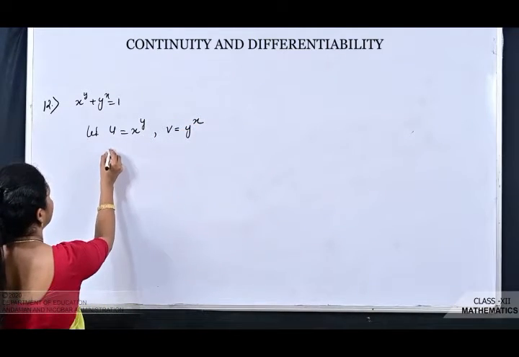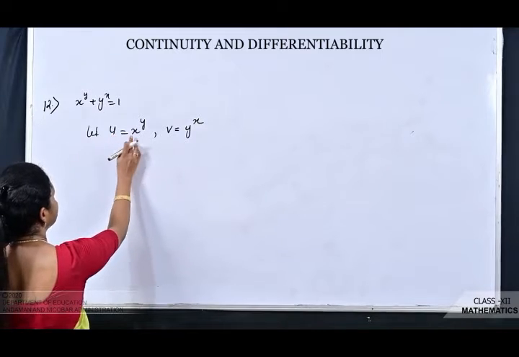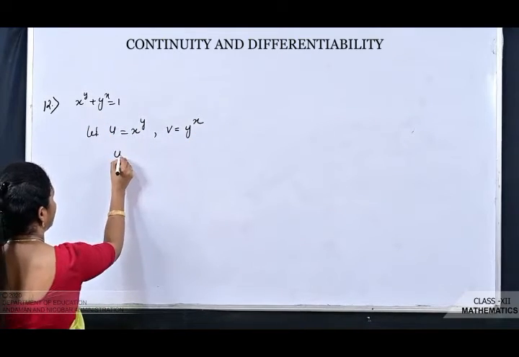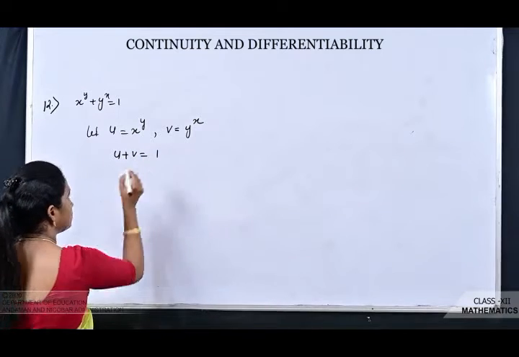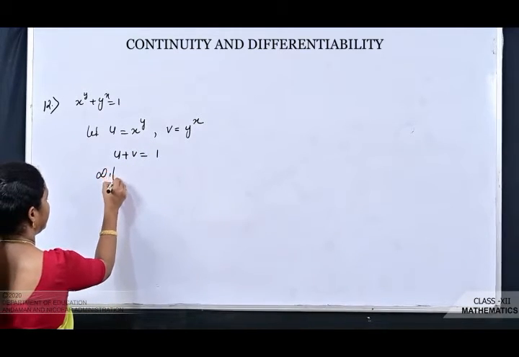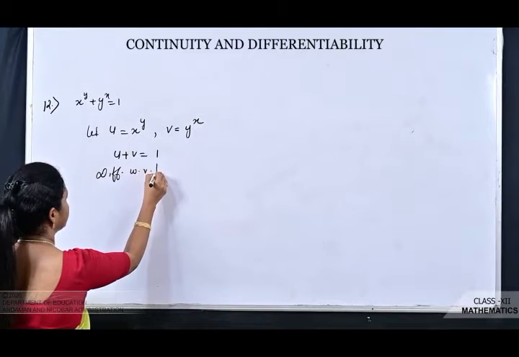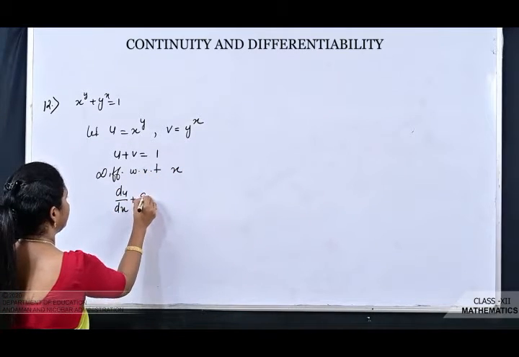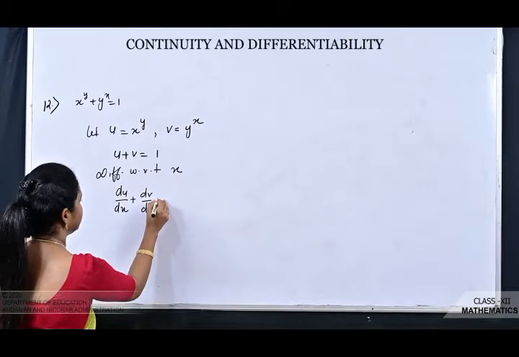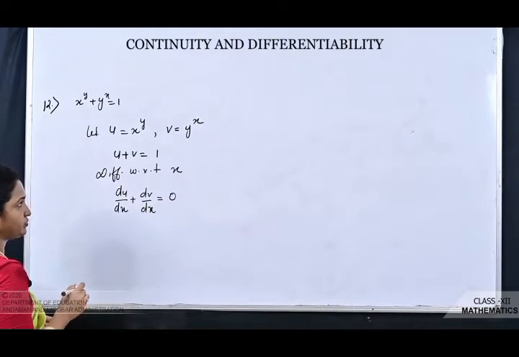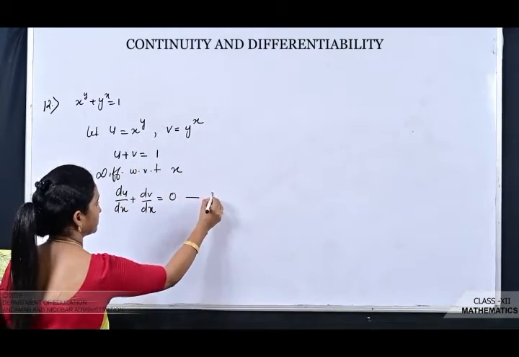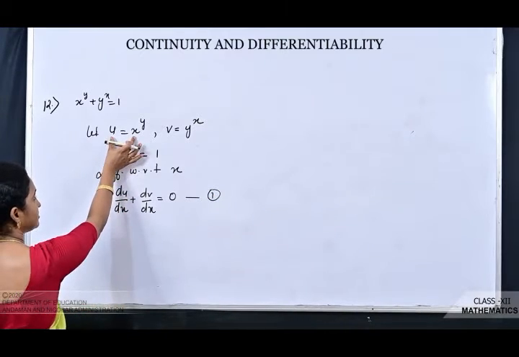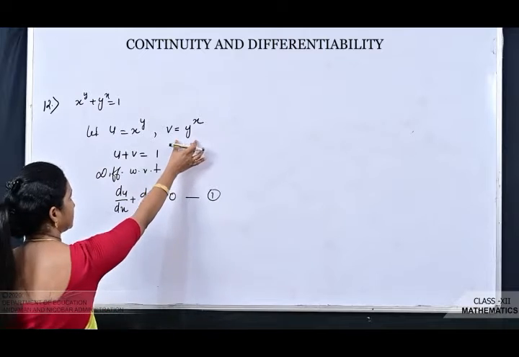So what you will do, when u is x to the power y and v is y to the power x, when you substitute it here, you are going to get u plus v is equal to 1. Then differentiating with respect to x, du by dx plus dv by dx is equal to 0. Okay, you have differentiated. This is your equation number 1. Correct? Now again you have to find du by dx from this equation, dv by dx from this equation.